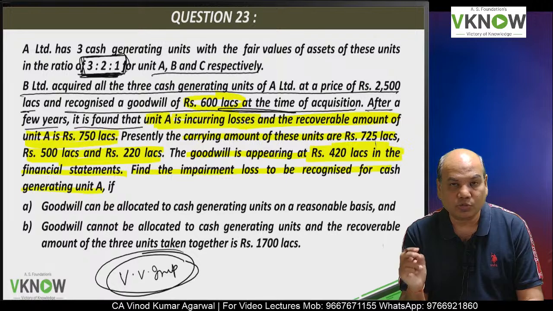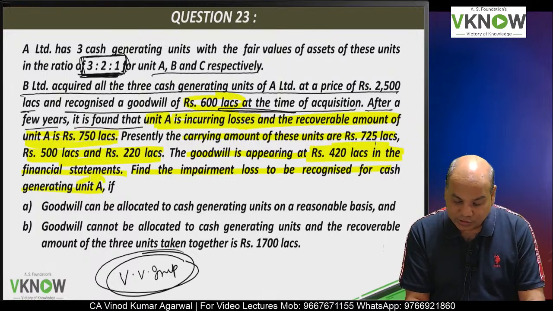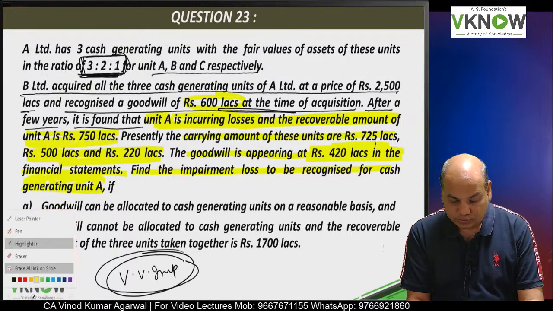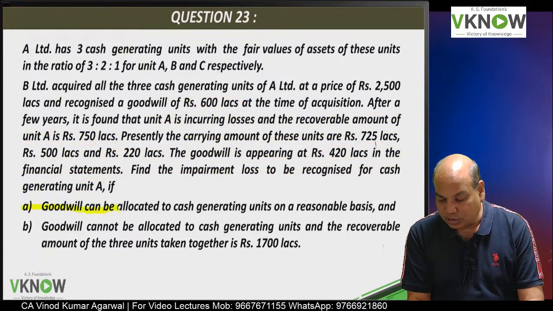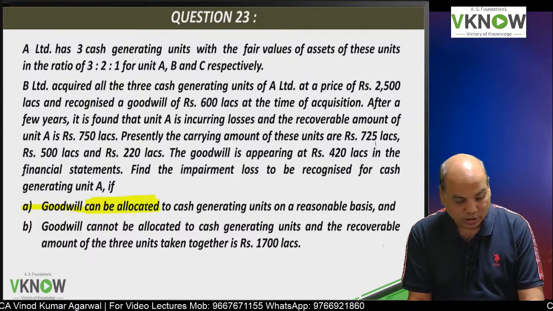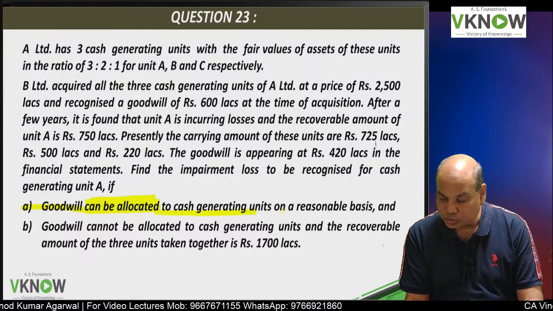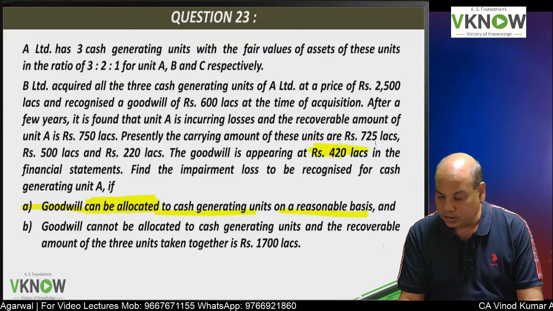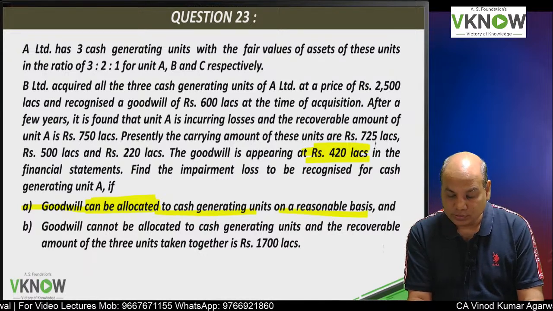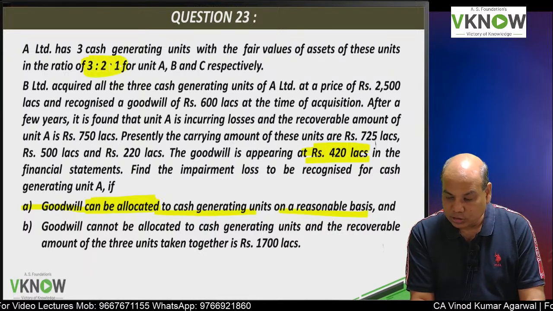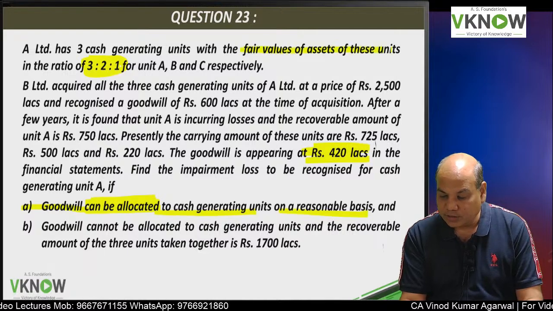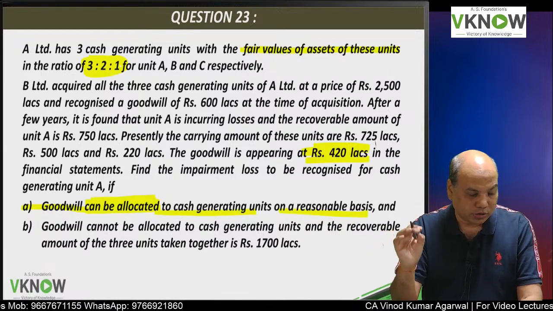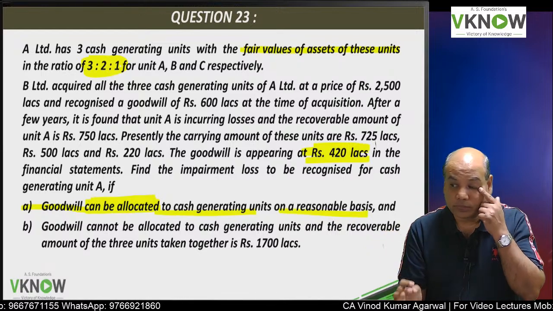Find the impairment loss to be recognized for cash generating unit A if there are 2 questions. First, goodwill can be allocated, underline, can be allocated to the CGU on a reasonable basis. In that case, this 420 lakh we have to allocate. So what we'll do? We will allocate on the basis of fair value of these assets, 3:2:1, which was there on the date of acquisition.